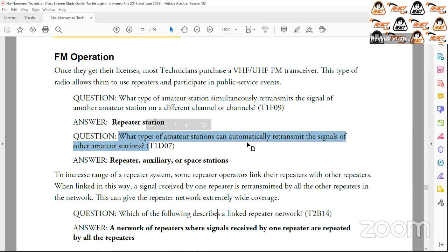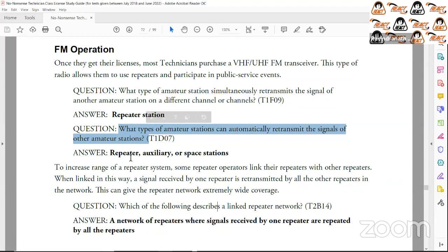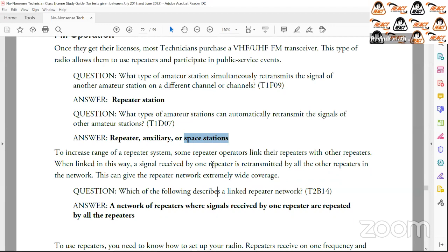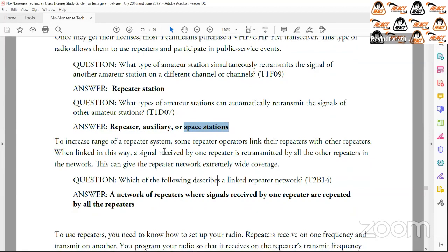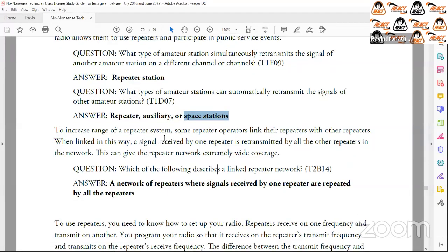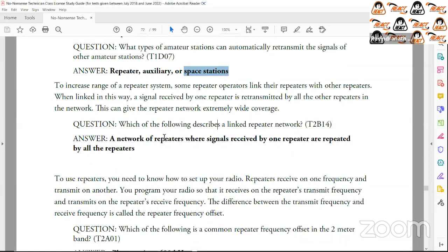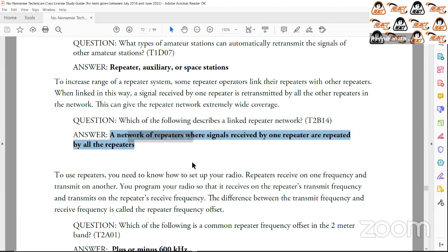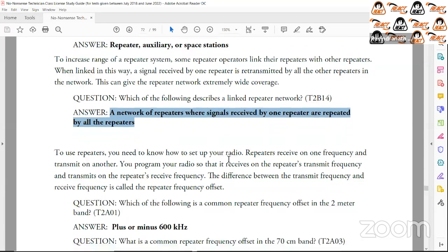What type of amateur station can automatically retransmit the signal of other amateur stations? Well, there are three types: the repeater station, auxiliary station, or space station. Recall we do have some slides in the slide deck on that. If that is unclear, kindly review last session's slides or last session's video recording. Again, we'll go through these questions quickly because we discussed all the theory before. Which of the following describes a linked repeater network? It is a network of repeaters where signals received by one repeater are repeated by all the repeaters.